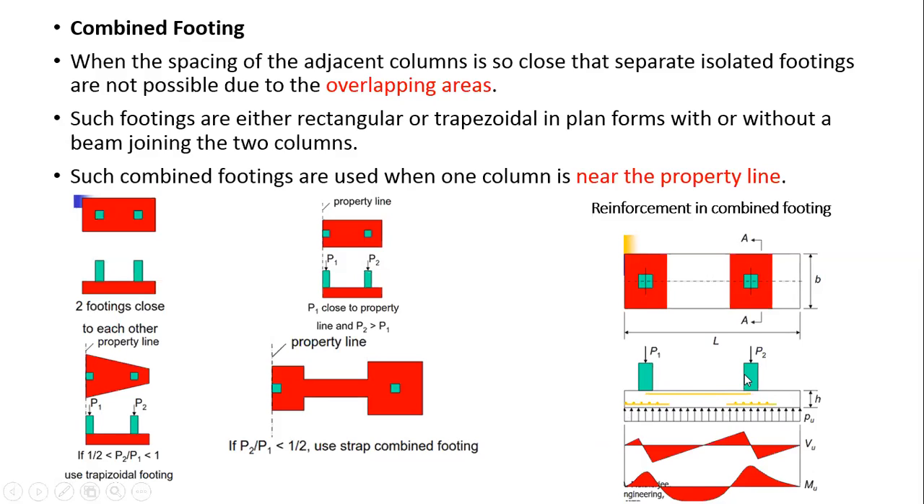Okay, but between this column and this column, we have a hogging moment here. You see the diagram here. This is my sagging moment, and this is my hogging moment from here to here, between this column and this column. Because of this hogging moment, I have to provide steel at the top level. So this is the provision of the steel in case of combined footing. Apart from the steel under the column, I have to provide steel between the two columns at the top level of the footing.